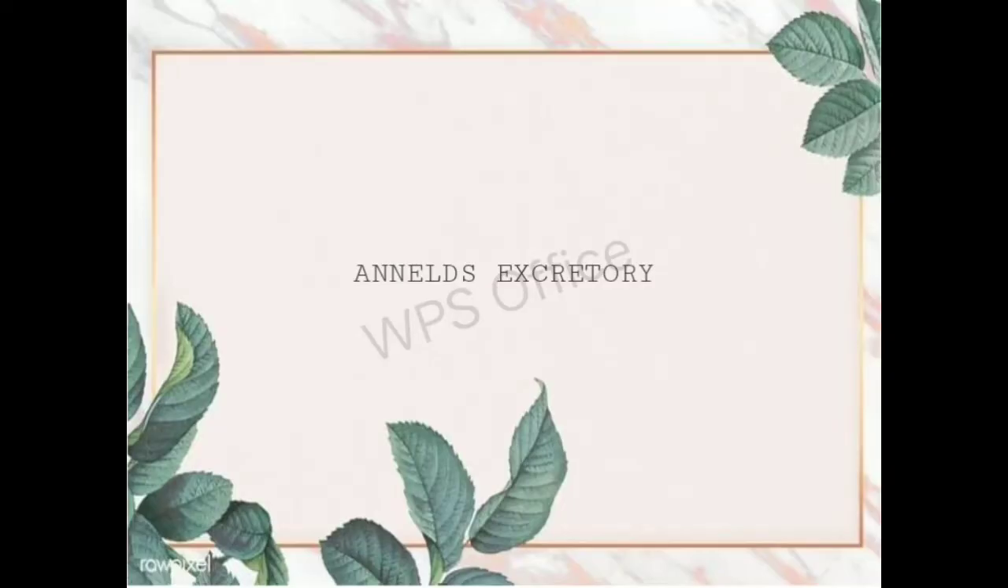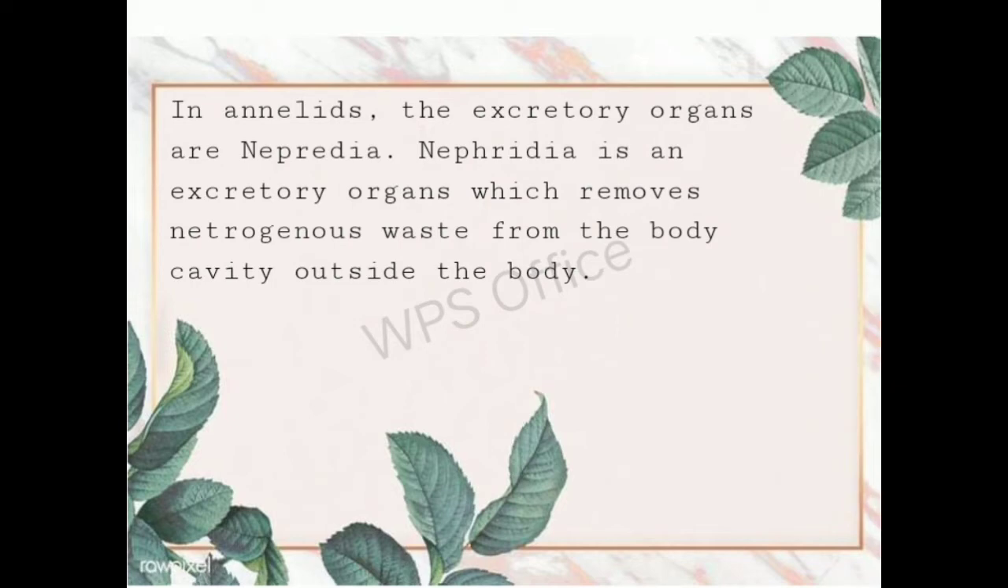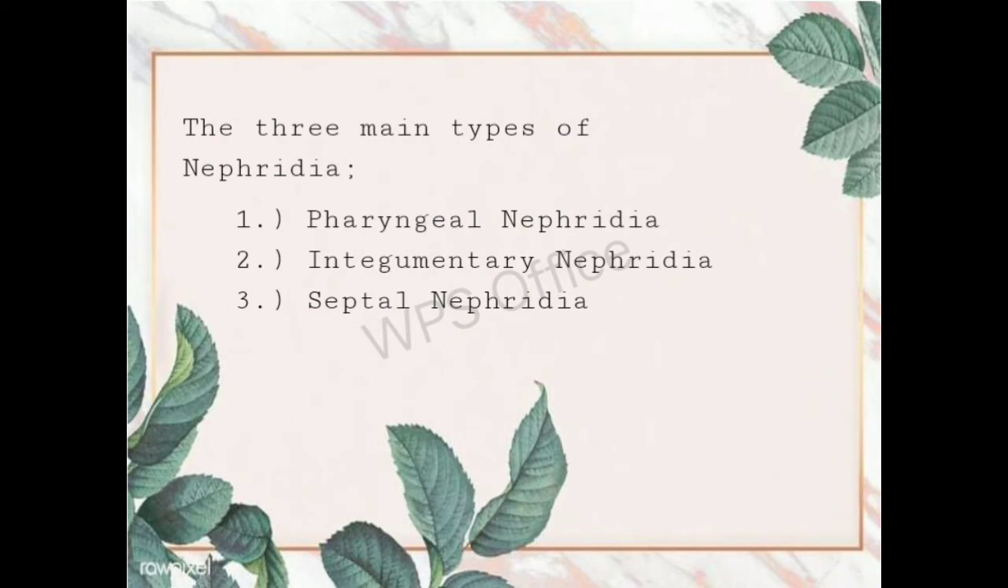Annelid excretory system. In annelids, the excretory organs are nephridia. Nephridia are excretory organs which remove nitrogenous waste from the body cavity to outside the body. In nephridia, there are three main types: pharyngeal nephridia, integumentary nephridia, and septal nephridia.